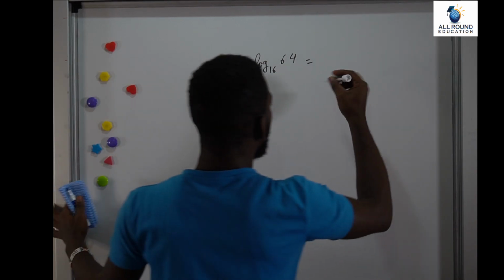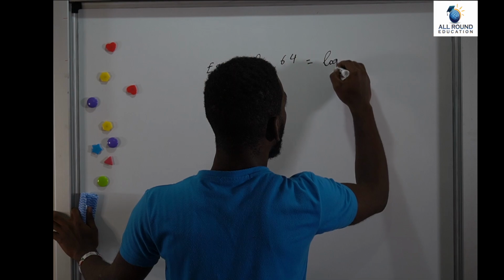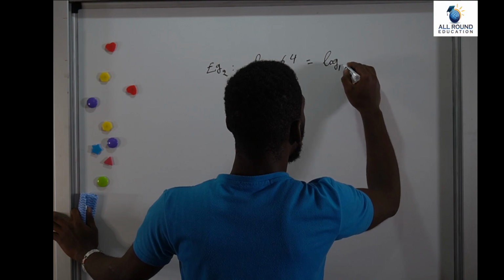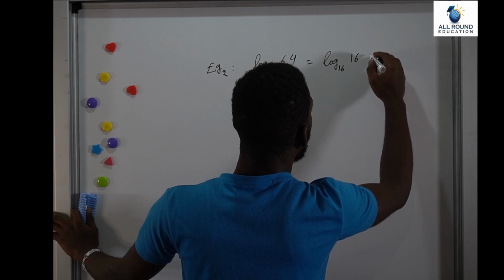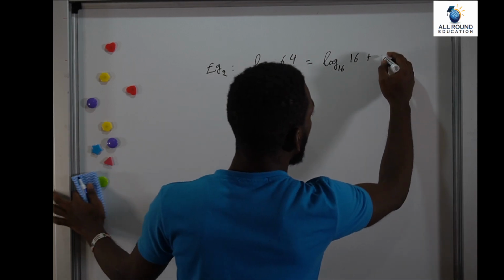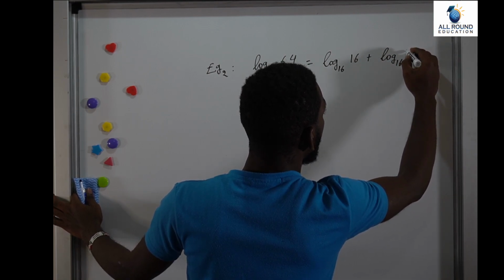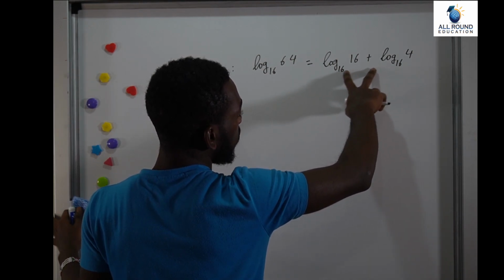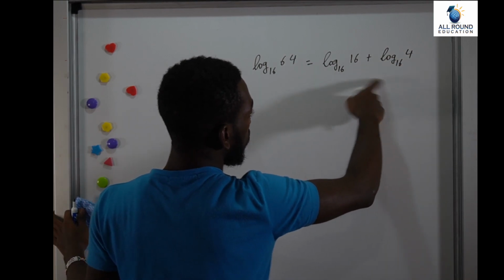So if I want to be slow, this is what we'll do. I would have log base 16 of 4 plus log base 16 of 16, and we know that this will give me 64. Why? Because of the product rule. The product rule says when you are adding these two, it is the same as log of 16 times 4, and 16 times 4 is 64, which is the same.